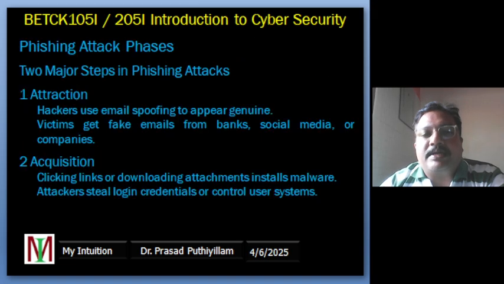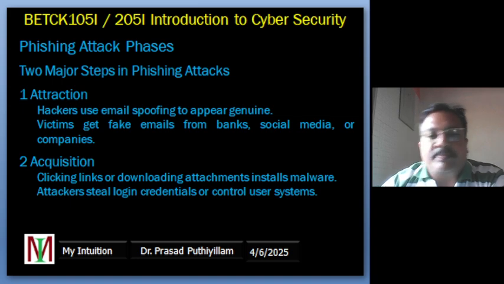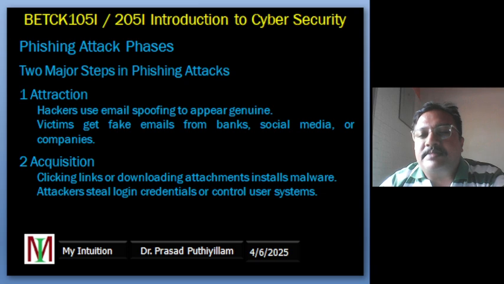Okay, now phishing attack phases. Phishing attacks usually follow two major steps, which are attraction and acquisition. Attraction: the hackers use email spoofing to make messages appear genuine. The victims will receive such emails pretending to be from the bank, from a social media platform, or from trusted companies. And acquisition: once the user clicks on the link or downloads the attachment, malware like keyloggers or trojans is installed immediately, and then attackers steal the login credentials or control the user's system.